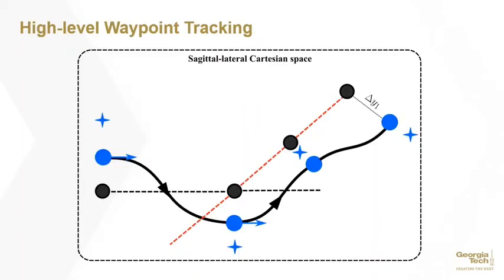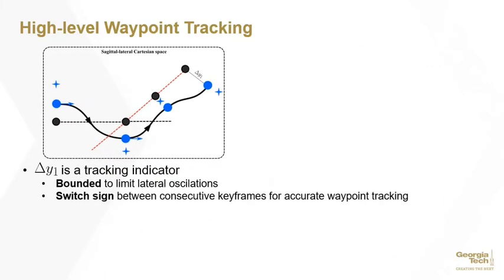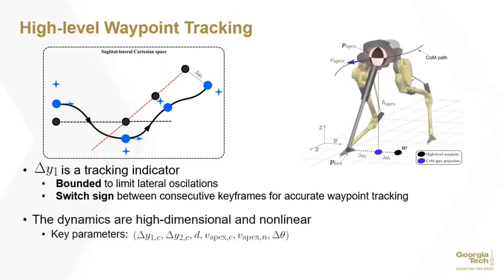Another consideration for phase-based planning is high-level waypoint tracking to guarantee obstacle avoidance. Some actions might result in deviation from the high-level waypoint. We use delta y1 as a tracking indicator and require it to be bounded to limit lateral oscillation and to switch time between consecutive keyframes. Since the dynamics are high-dimensional and nonlinear, it is difficult to guarantee tracking for non-periodic motion, as the trajectory depends on the current state of the robot, high-level action, and the next keyframe state.